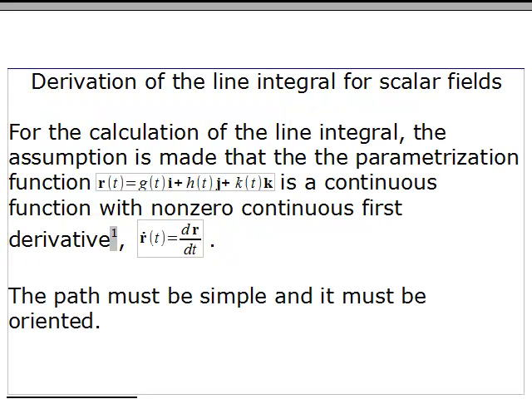Okay, so this is the derivation, and during the derivation you'll learn how to construct these integrals. So what we're talking about is a line or a path in space that has been parameterized, and here's our parameterization. Looks like this. We assume it's a continuous function and it has a non-zero continuous first derivative, which I'll write as r dot. We're assuming the path is simple. That means it doesn't fold back on itself, doesn't cross itself, and it is also oriented.